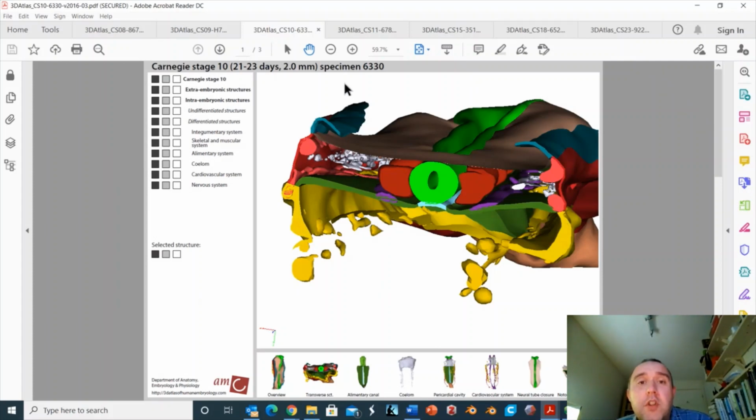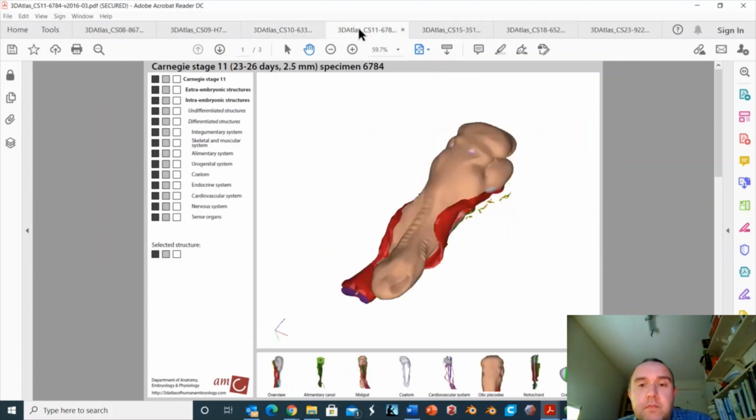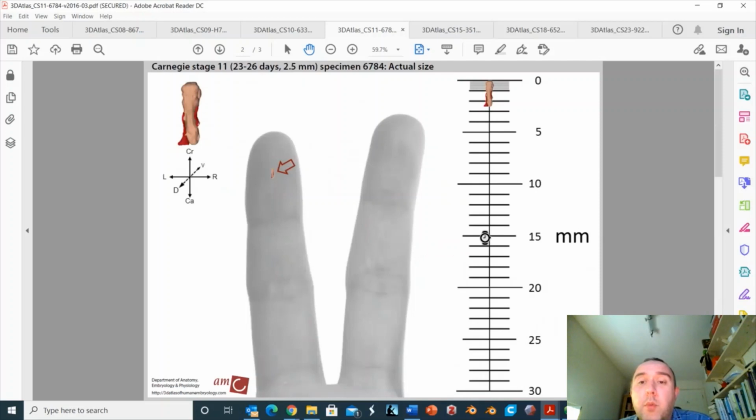So now let's move on to the next stage. And in this stage, what we're looking at here is that there has now been complete invagination of the neural tube in both the cranial and the caudal directions. We're at about 26 days post-conception. And this is still only about 2.5 millimeters long. So this is very, very small indeed.